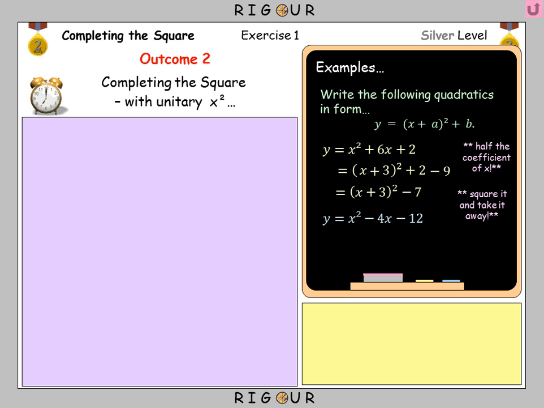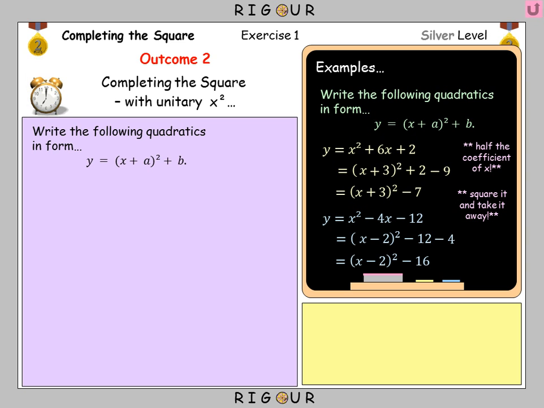So our second example, x squared minus 4x minus 12. Again we start with empty bracket squared minus 12. And inside this time, matching it up, we've got x, this time a minus sign, and then we half the 4 to get 2. And then what we do is we square it and take it away. So minus 2 squared is 4, so we're going to take away the 4 at the end. And that leaves us with a final answer of x minus 2 all squared minus 16.